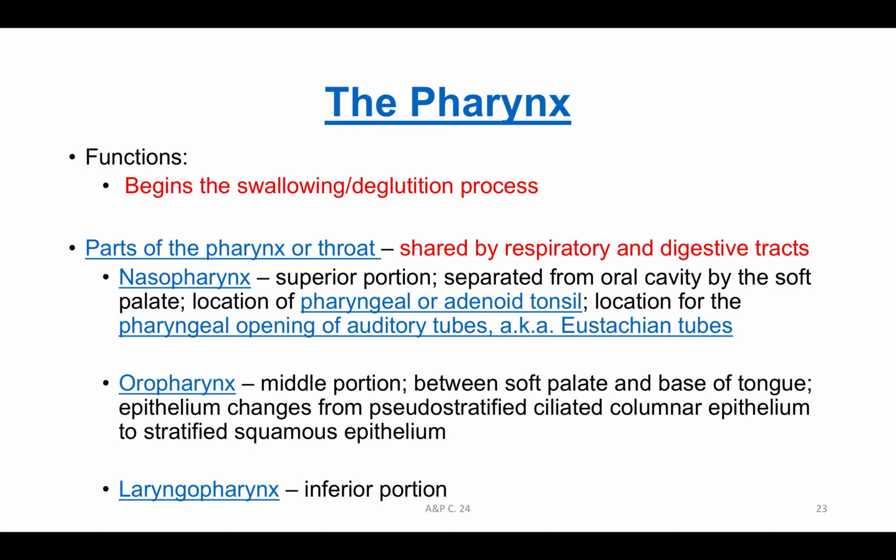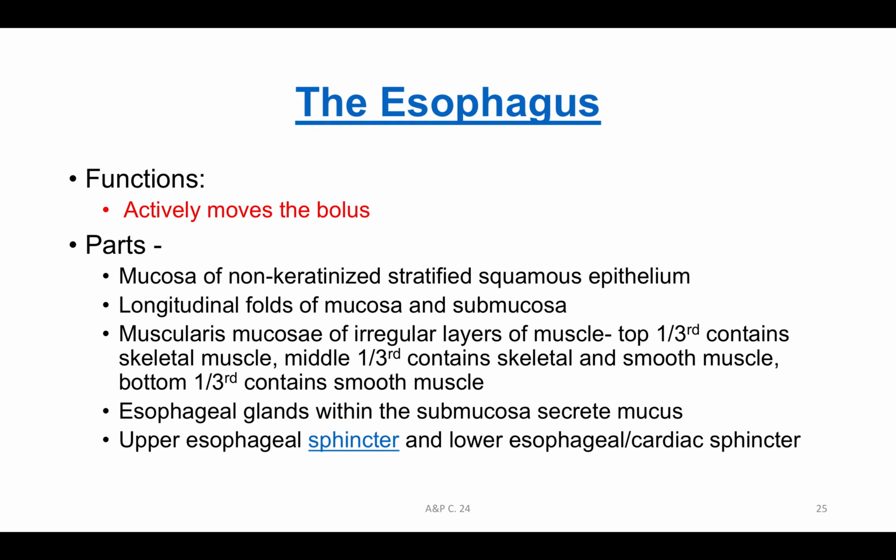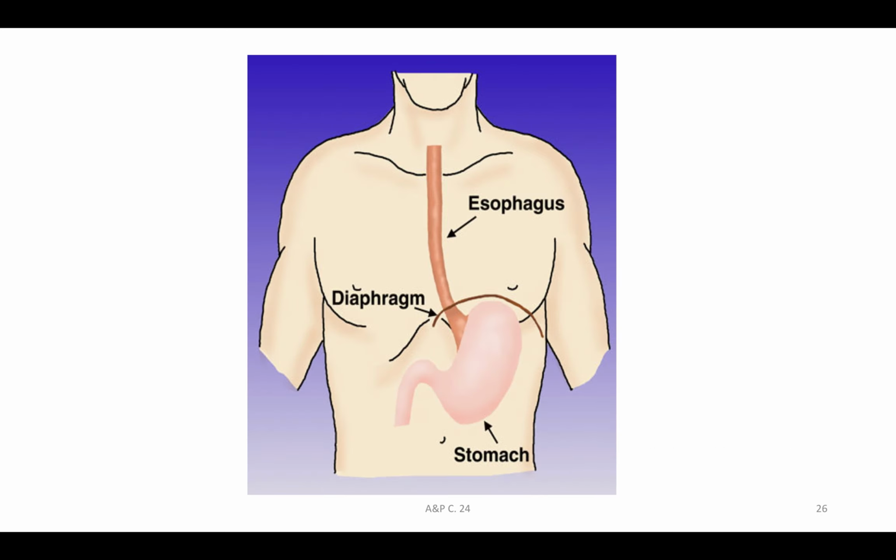So from our oral cavity, food is going to travel into our pharynx. Your pharynx is just another way to say your throat, and it's going to allow you to swallow. The pharynx, again, is the only portion of your body that's shared by your digestive and respiratory tracts. From the pharynx, food is going to go into the esophagus, and your esophagus' main function is swallowing. It's moving that bolus down into your stomach.